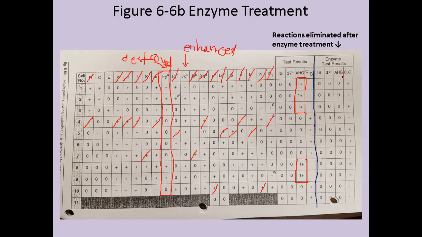So what do you think? Which one is that confirming? Not the Kidd. Okay, the Kidd would be enhanced and maybe stronger, even though the pattern didn't completely match. So the fact that enzyme treatment eliminated reactions is telling us this patient has anti-Duffy. Okay, hopefully that makes sense.